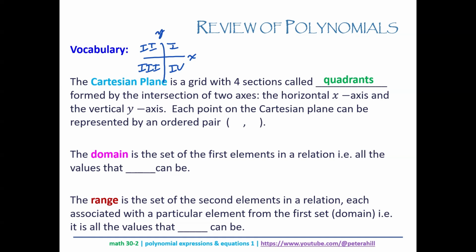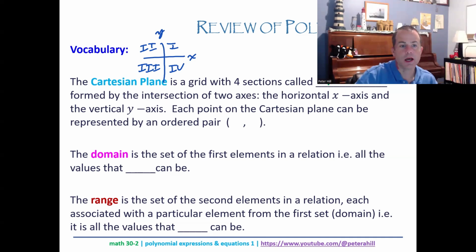Each point on a Cartesian plane, I think I can come back now. I don't like not seeing you. Each point on a Cartesian plane can be represented by an ordered pair, and it would be in the form x comma y. All right. The domain essentially means everything that x can be.